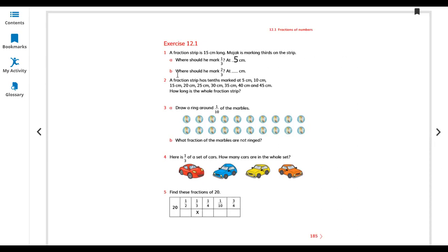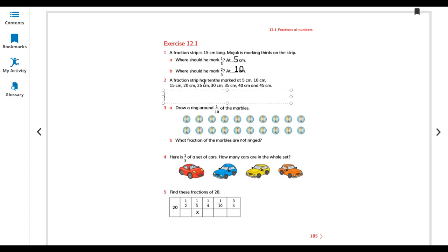At 5 centimeter, where should he mark? Second. So after 5, the second gap is 10. Then 15, third one, because a fraction strip is 15 centimeter long. So she needs to make it into 3 equal parts. So if we divide 15 by 3, it's coming 5. In the gap of 5, the first mark is 5, then the second mark 10, then the third mark 15.